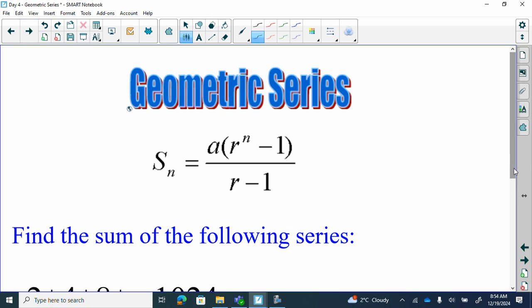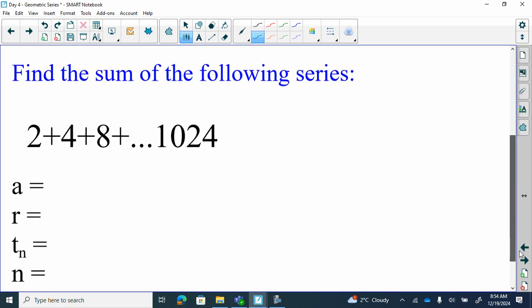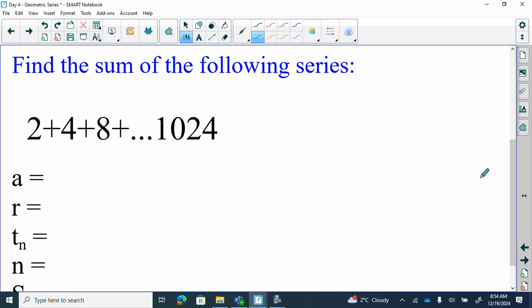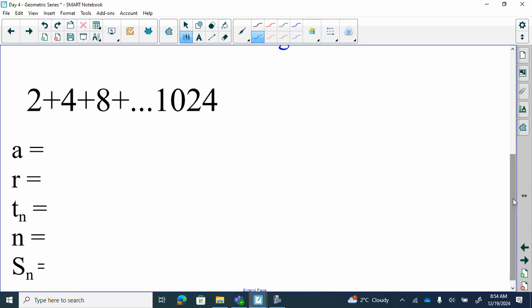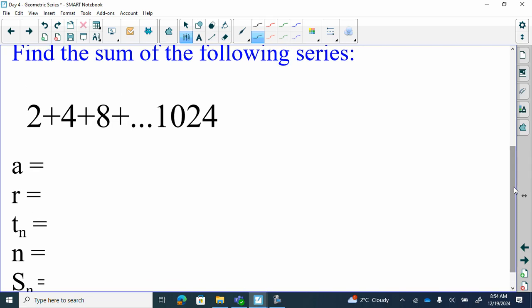Find the sum of the following series. Another example. I don't think you have this formula. Sorry, or this example. Would you copy that down? It says find the sum of the following series, 2, 4, 8, all the way up to 1,024.